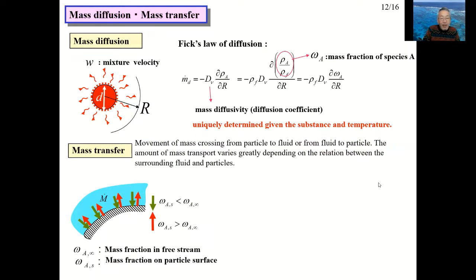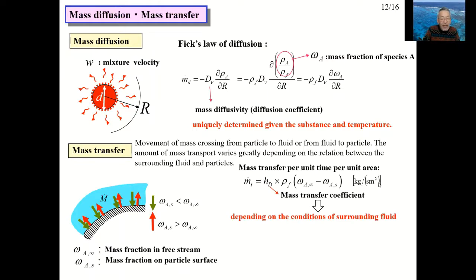Mass transfer is movement of a substance crossing from particle to fluid or from fluid to particle. The mass flux m_t dot due to transfer is said to be proportional to the mass transport coefficient h_D and the mass fraction difference between ω_F infinity far from the particle and ω_As at the particle surface. This equation can be regarded as the definition of the mass transfer coefficient h_D.